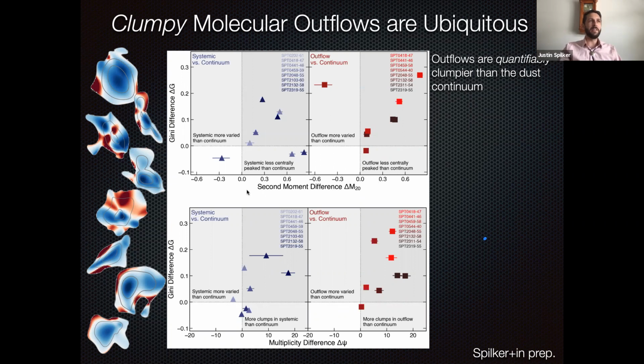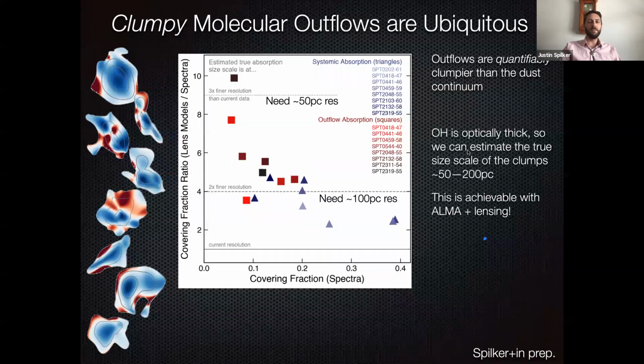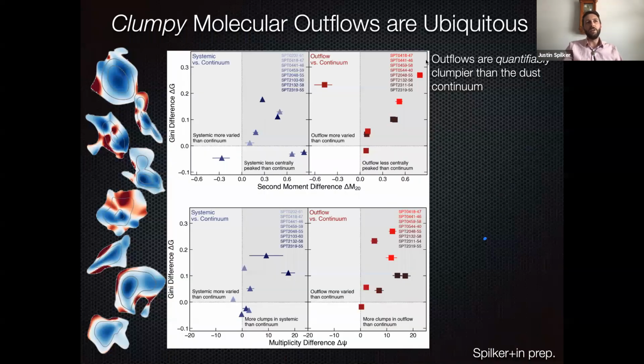If you don't know what these axes are, it doesn't really matter all that much. The point is that in the upper right quadrant of each of these panels, that's where we know that the absorption component is clumpier than the continuum emission by multiple different metrics. And so indeed we find that about 6 or 7 out of the 8 outflows in this sample are quantifiably more clumpy than the continuum emission is. And so that's a direct prediction that can be compared to high resolution simulations. These are all metrics that are straightforward to derive from simulated images of an outflow.